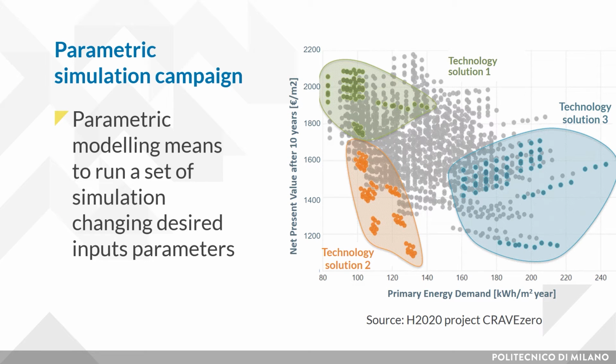So, what is a parametric simulation campaign? Given a building energy model, making a parametric study means running a set of parallel simulations, changing relevant parameters for comparing the impact on performance results. This is a general explanation, but focusing on building renovation, the parameters can represent, as an example, different technical solutions to be applied on a building, as represented in the picture.